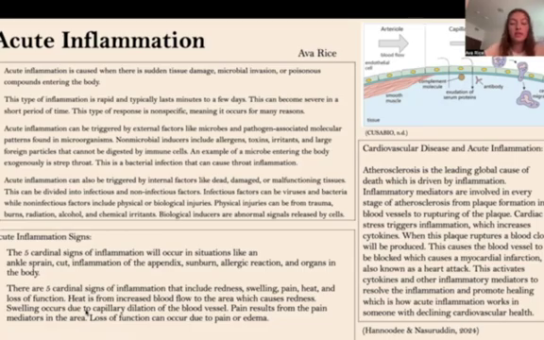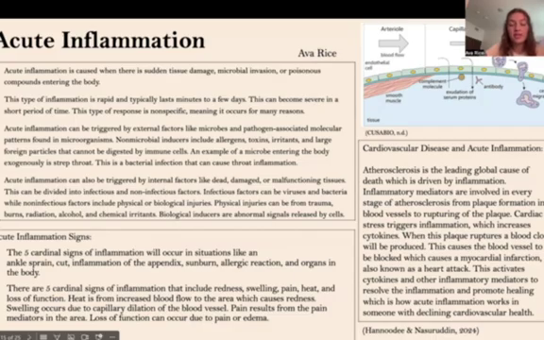Acute inflammation can be triggered by external factors like microbes and pathogen-associated molecular patterns found in microorganisms. Non-microbial inducers include allergens, toxins, irritants, and large foreign particles that cannot be digested by immune cells. An example of a microbe entering the body exogenously is strep throat. This is a bacterial infection that can cause throat inflammation. Acute inflammation can also be triggered by internal factors like dead, damaged, or malfunctioning tissues.